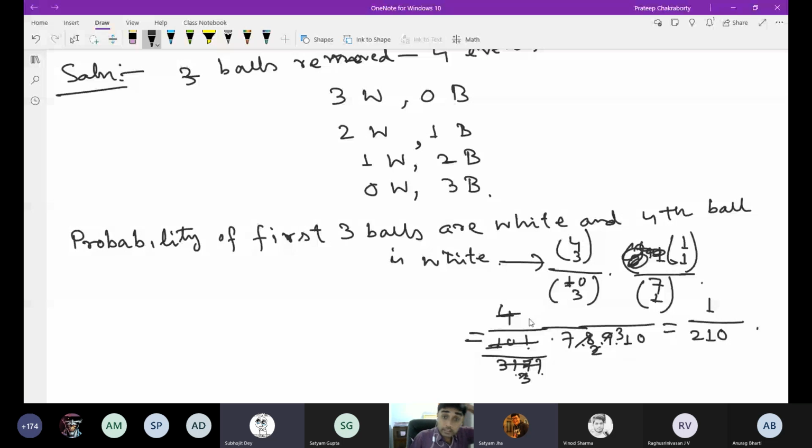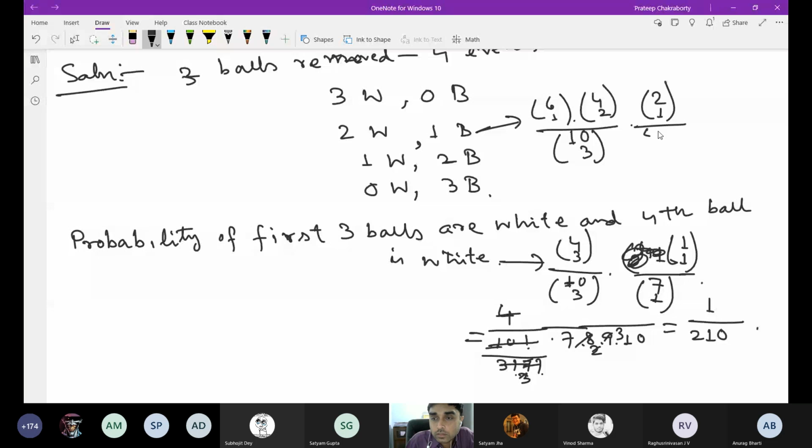Now you can tell me what this is, that 2 balls are white and 1 ball is black. So among the first 3 balls, 2 are white and 1 is black. Then you have to choose 1 white ball, right? So this will be again 6 choose 1 into 4 choose 2 by 10 choose 3. And if we have taken 2 white balls, then after that there will be only 2 white balls remaining. So it will be 2 choose 1 by 7 choose 1.